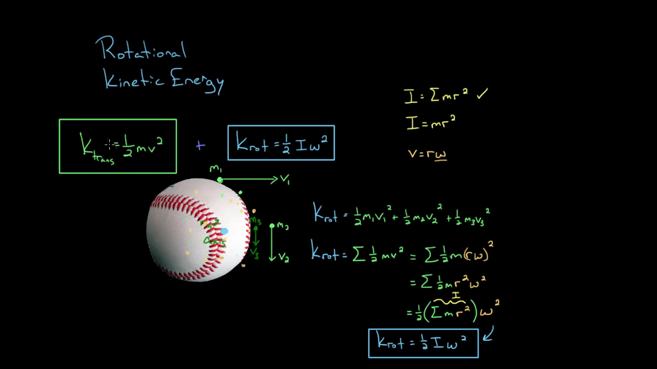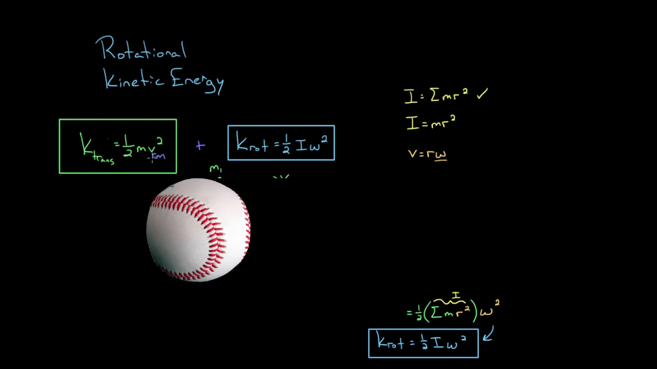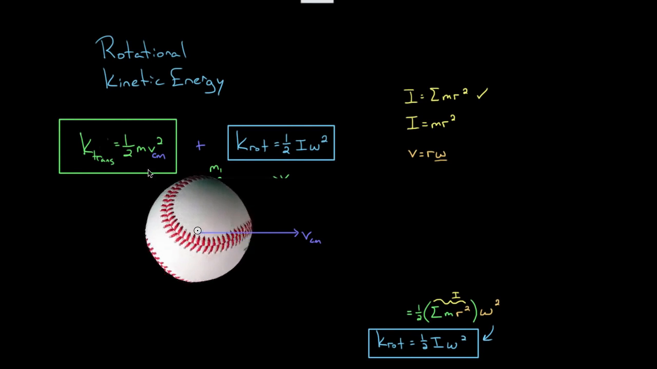If I just take the translational 1/2 mv squared, this would be the velocity of the center of mass, so you have to be careful. If you take 1/2 m times the speed of the center of mass squared, you'll get the total translational kinetic energy of the baseball. And if we add to that the 1/2 I omega squared, so the omega about the center of mass, you'll get the total kinetic energy, both translational and rotational.